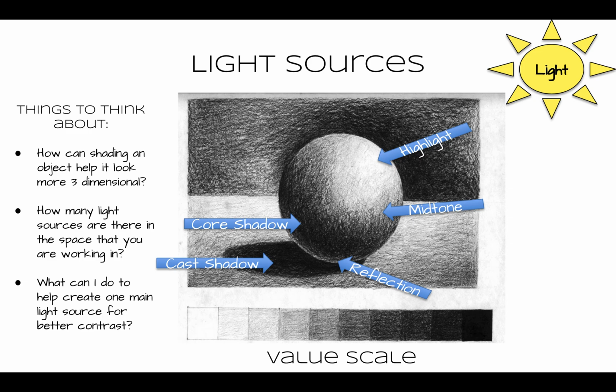How many light sources are there in the space that you are working in? If you have one distinct light source, it makes it easier to shade in the values that you see. But in our classroom, when we have all the lights on, we have multiple light sources, right? Because we have several lights up above us. So what can I do to help create one main light source for better contrast? Well, I could turn on a lamp and turn off all the other lights in my room, and that would help me to clearly see my light source.